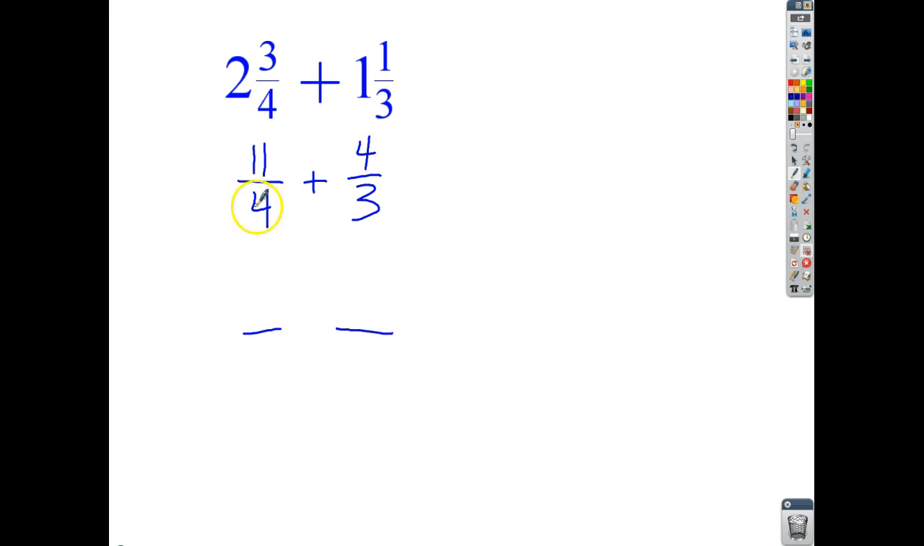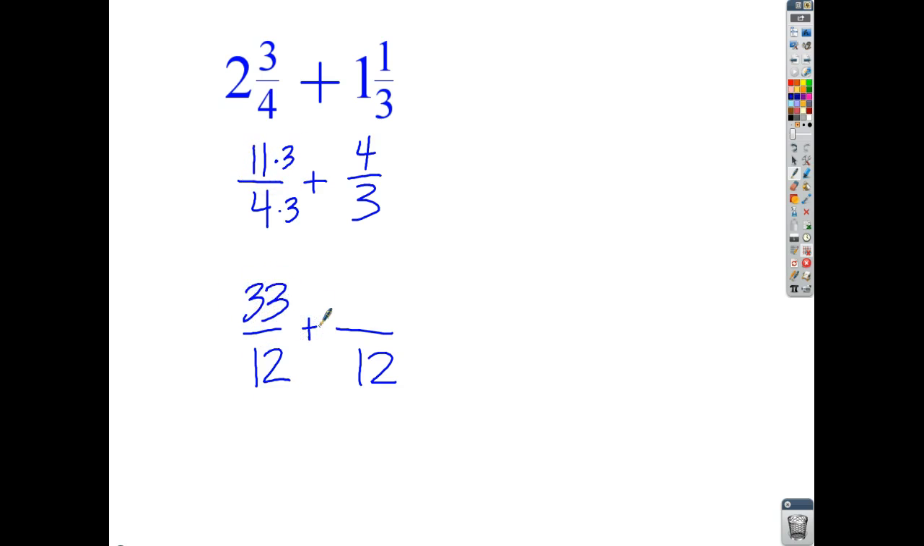Well, what can I change? Fourths and thirds, I can change both of them into twelfths, so my pieces will be the same size. Okay, if I have fourths to get to twelfths, I need to multiply by 3. So I'm going to take the top and multiply by 3, right? What I'm doing is taking each piece and cutting it into 3 smaller pieces, okay? So this makes 12 pieces here. The 11 pieces then become 33 pieces.